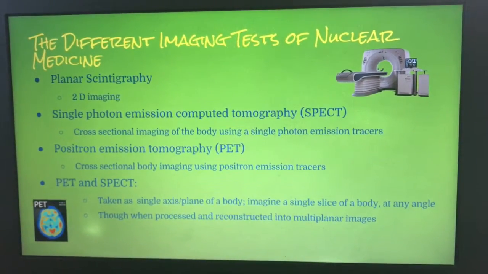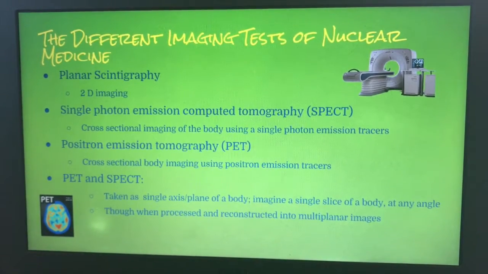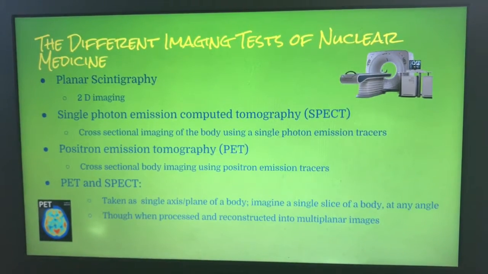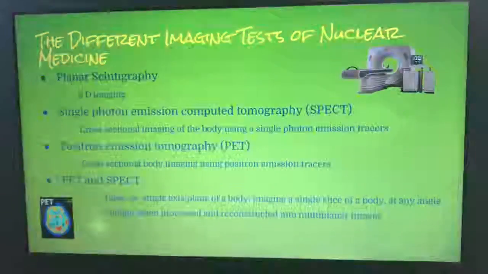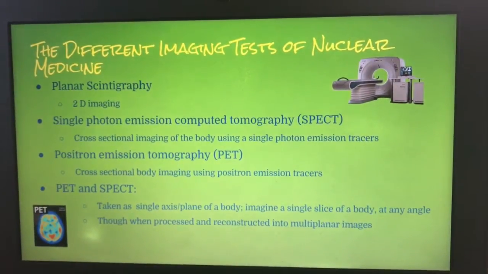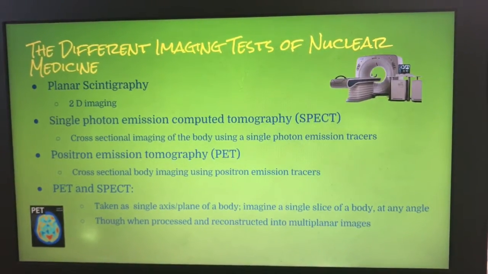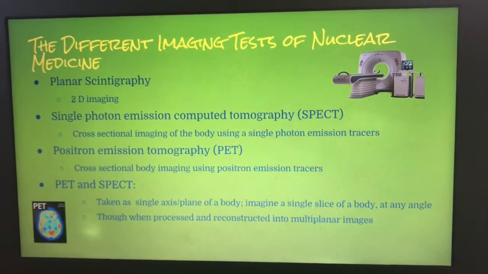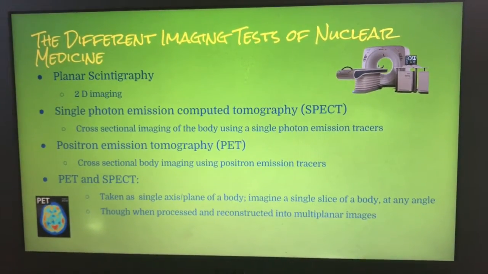Single photon emission computed tomography, SPECT, is cross-sectional imaging of the body using single photon emission tracers. Also, we have positron emission tomography, PET, which is quite similar, except for the fact that a PET scan utilizes positron emission, while a SPECT scan utilizes a single photon. Another thing to note is that computer technology was quite slow, so these two have become more common in recent years as computer technology has rapidly increased.